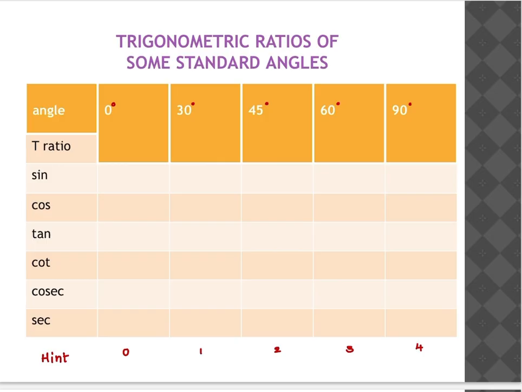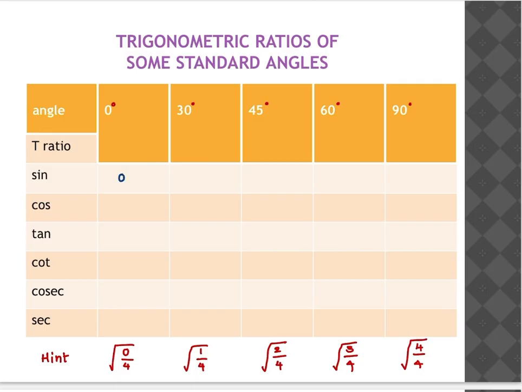So we take 0 by 4, 1 by 4, 2 by 4, 3 by 4, 4 by 4. Apply root to each and every term: root of 0 by 4, root of 1 by 4, root of 2 by 4, root of 3 by 4, root of 4 by 4. Then simplify. 0 by 4 is 0 only, so root 0 is 0. That means sin 0 is 0.